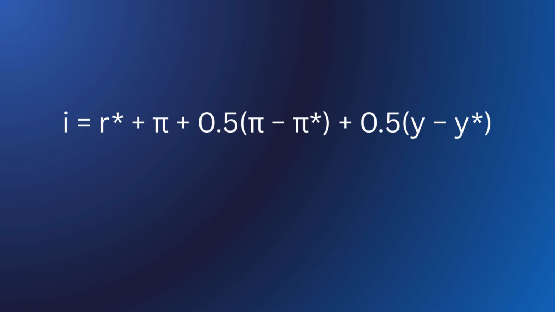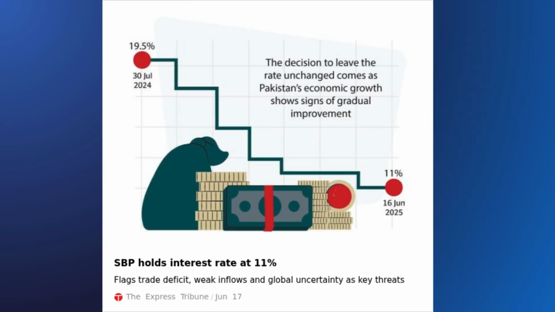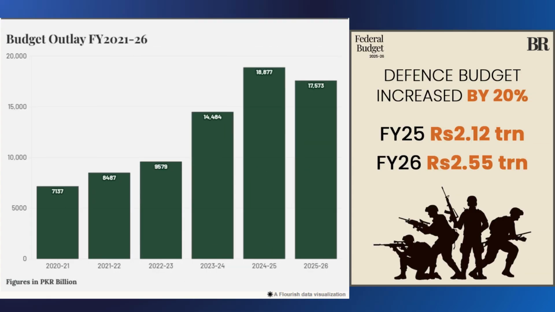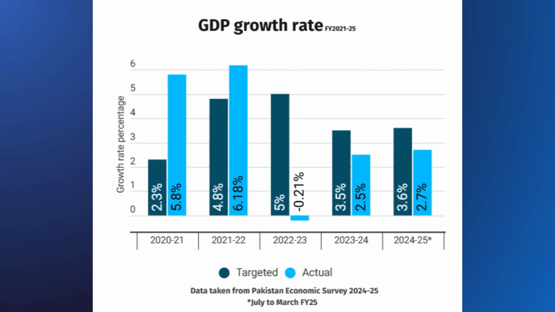Back to Pakistan, where the state bank decided to keep its rate at 11%. Inflation is low, but external shocks like oil prices keep them cautious. In the new budget, total spending is down 7%, but defense spending is up by 20%. That's 2.55 trillion rupees. The government hopes for 4.2% GDP growth next year, aided by IMF programs. Think like an economist. Would you prioritize defense or social development? This is the classic guns versus butter dilemma in public finance.